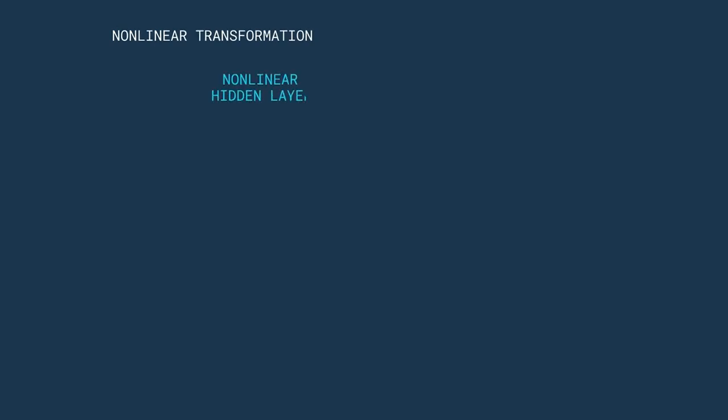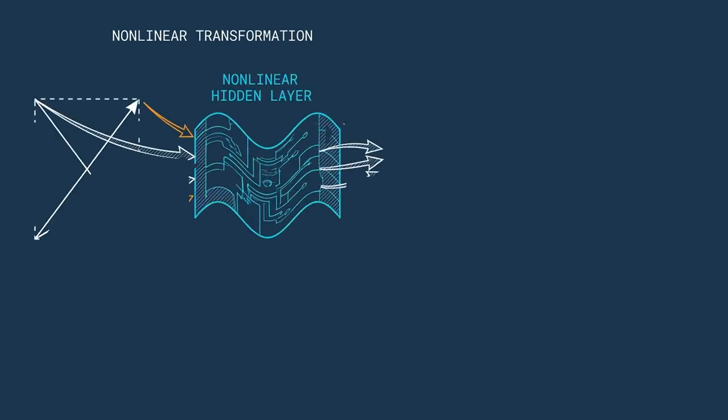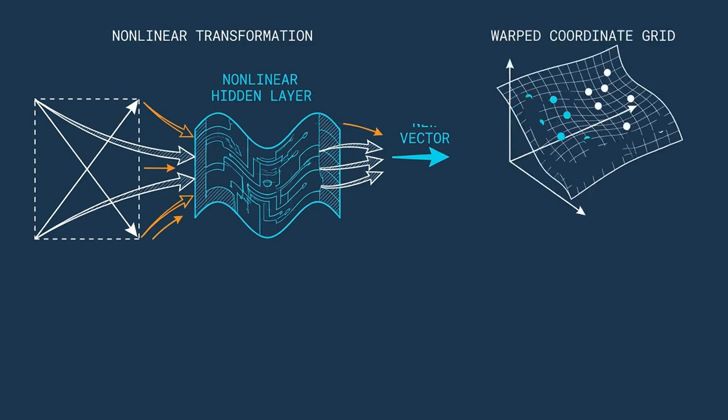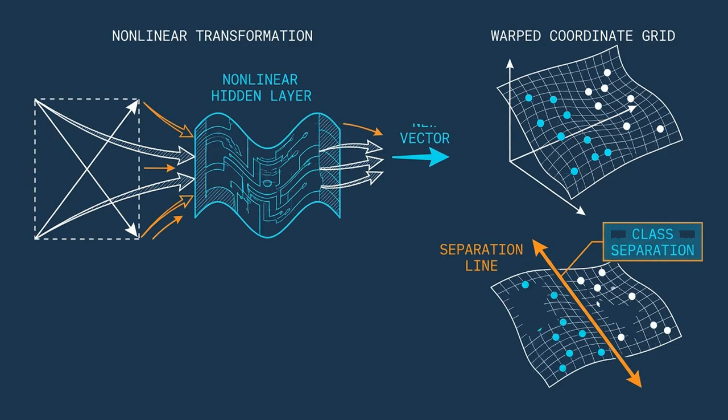Now return to the square. Send the 4 corners through a nonlinear hidden layer, and each point receives new values, a new representation. It is like redrawing the coordinate grid beneath the points so a hard boundary becomes simple. In those new coordinates, one straight line can separate the classes.